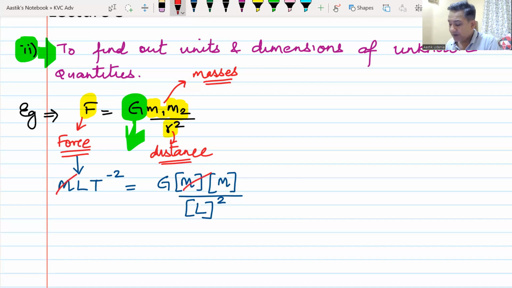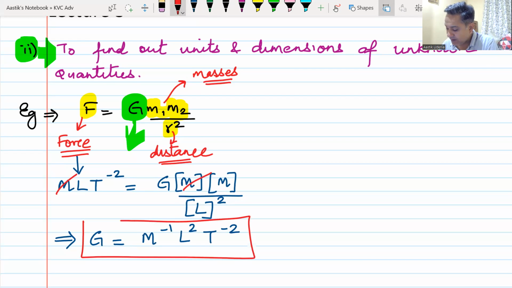One M and one M you can cancel out. You can get the dimensions of G, and the dimensions of G would be M minus 1 L square T minus 2. That is the answer that we are looking at.